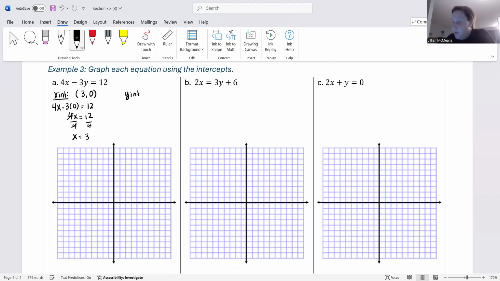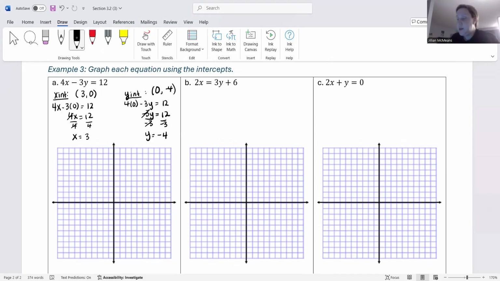Now for the y-intercept, we want to let x equal 0 and then solve for y. So I get 4 times 0 minus 3y equals 12. Well, 4 times 0 is just 0, and 0 minus 3y is just negative 3y, which equals 12. Now to get the y alone, I need to undo the multiplication of negative 3 and y, so I divide each side by negative 3. Negative 3 divided by itself is just 1, and 1 times y is y. And 12 divided by negative 3 is negative 4. So I would write this intercept as the ordered pair (0, -4).